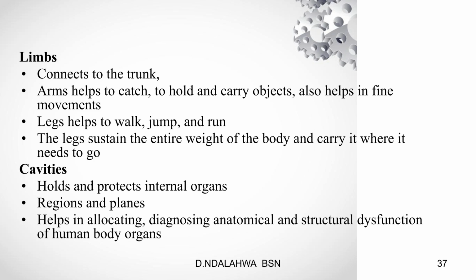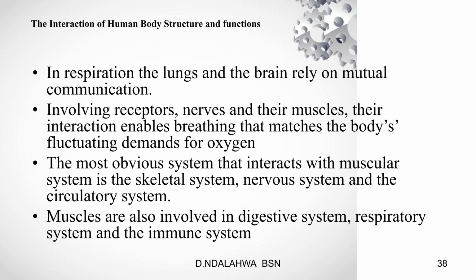Cavities hold and protect internal organs. Regions and planes help in allocating and diagnosing anatomical dysfunction. Body structures interact extensively. For example, in respiration, the lungs and brain rely on mutual communication involving receptors, nerves, and muscles to match breathing to oxygen demands. The muscular system also interacts with the skeletal, nervous, circulatory, digestive, respiratory, and immune systems.